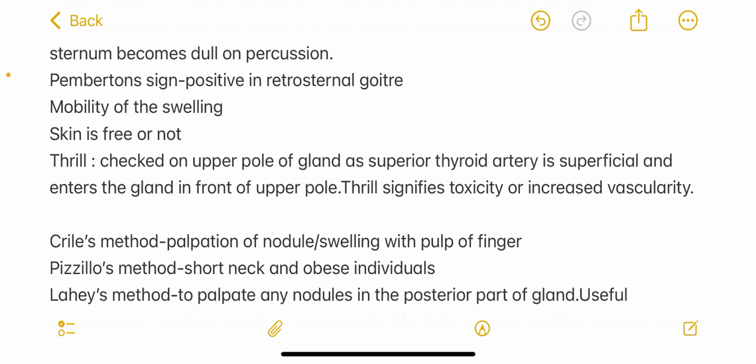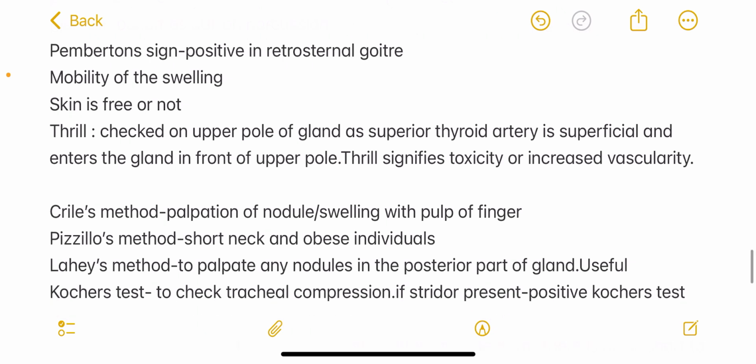Semmes-Weinstein's method is used for short neck and obese individuals. Then Lahey's method, the most commonly used method, is used to palpate any nodules in the posterior part of the gland. Then Kocher's test is used to check tracheal compression. So if there is any stridor present while doing the Kocher's test, it is a positive Kocher's test.